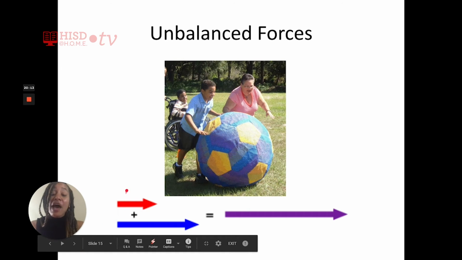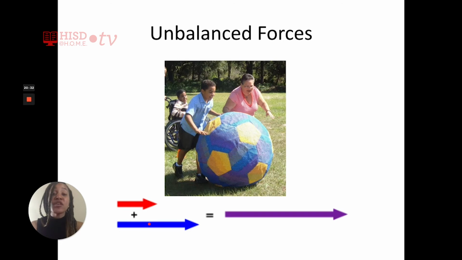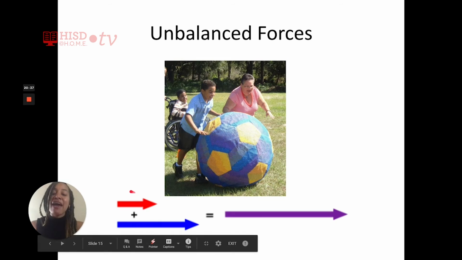Another example. Now, in this example, we have 2 forces. They are different sizes. So the red one is smaller, the blue one is larger. The difference here is that the red and the blue one are going in the same direction. They're both going towards the right. And so because they're both going towards the right, we have to add them together. And so once we add them together, we'll get a large purple force moving to the right.